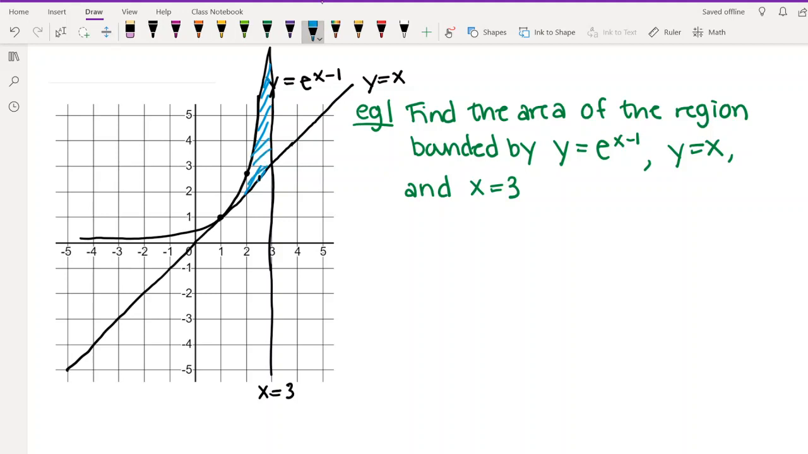Okay. So what are we going to do? We're going to do the integral from, so what's our lower bound? Our lower bound is 1. And again, we can see that from the graph.